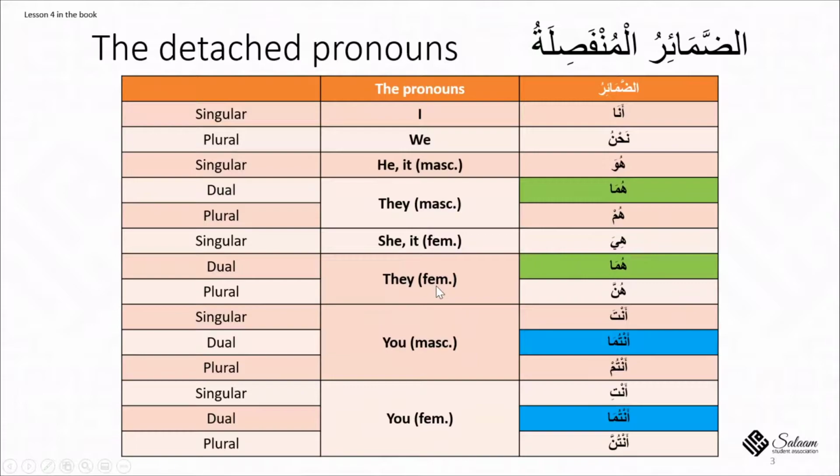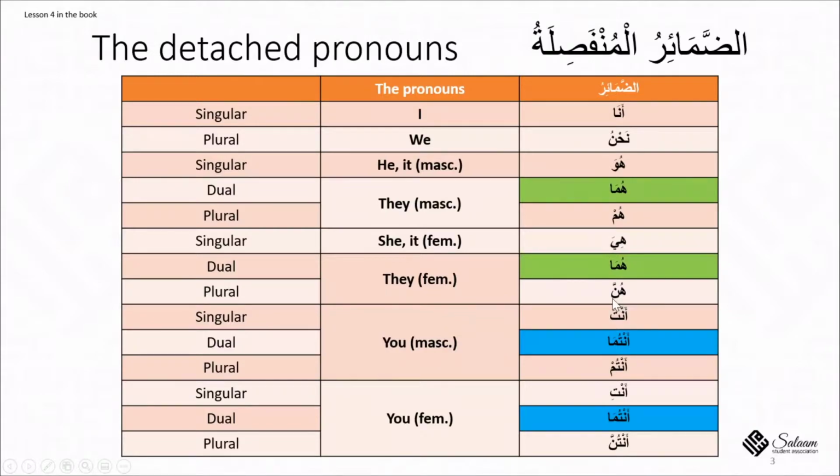They, if it's a feminine word, it can be two. So dual, it will be huma, and it's the same as the masculine. So if I have two dogs, I'm going to say huma. If I have two, well, a cat, but the cat is written in a feminine way, so it will be huma also. More than two, if it's masculine, it will be hum, but if it's feminine, it will be hunna. There's a shadda here.